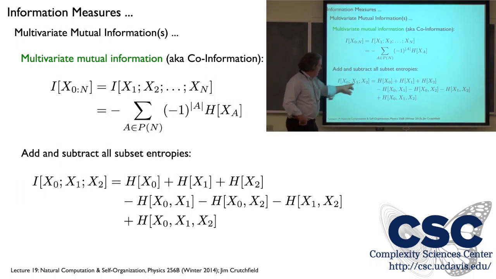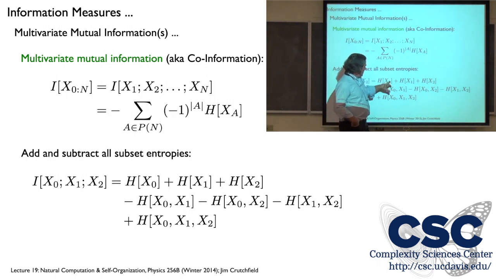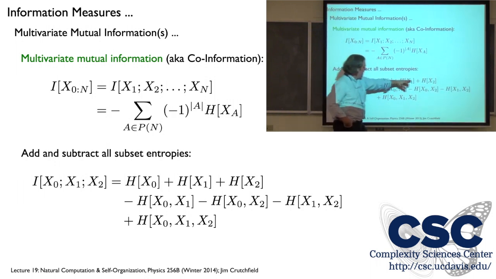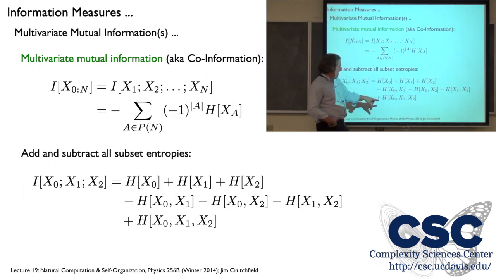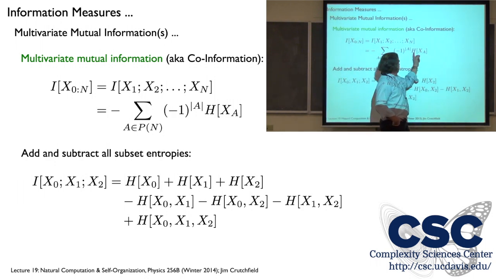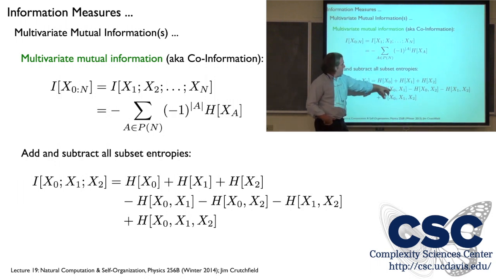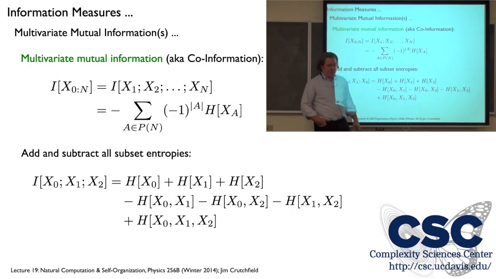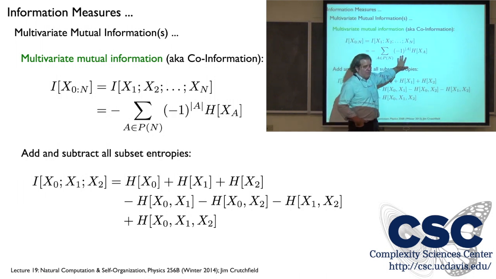But let's do it in the case of 3 variables here, 0, 1, and 2. First I look at the sets that are all singletons. The size is 1, so the sign is minus 1 to the power of size minus 1, that is minus 1 to the 0. So the entropies all come in with positive sign individually. The next step is to look at all the pairwise joint entropies, but I subtract those off because that's size 2. And then I get up to 3 variables, all of them in this 3-variable set, and I add that. So the signs are alternating here.